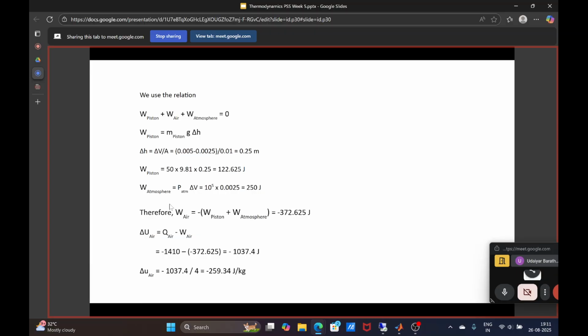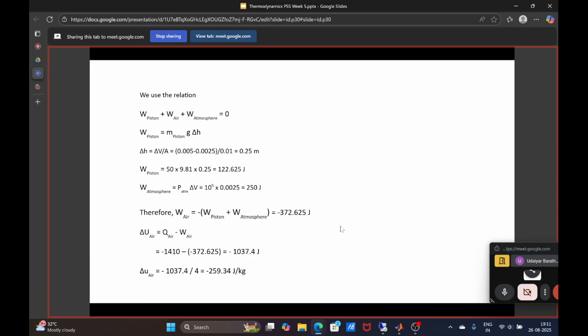So the total work done on air: taking the atmosphere and the piston to the other side, to the right hand side we get W air is minus W piston minus W atmosphere. Since both of these are positive quantities, we get work done on air is minus 372.625 joules. So this is the work which is done on air.